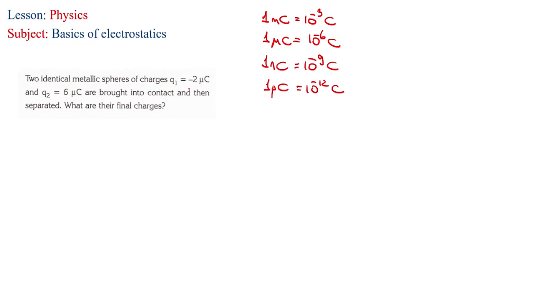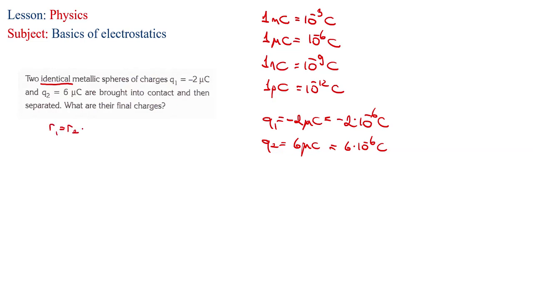And you see here that I have Q1, the charge of Q1 is -2 microcoulombs here, that is -2, 10 to the power of -6 coulombs. And Q2 is 6 microcoulombs here, that is 6, 10 to the power of -6 coulombs. The main thing here is that these 2 balls are identical. What does it mean? It means that R1 is equal to R2, and let me write it as R. Since the radii, by the way, the plural form of radius is radii, since the radii of both spheres are equal, they will share this by equal amount.